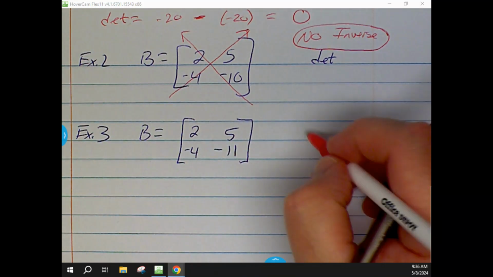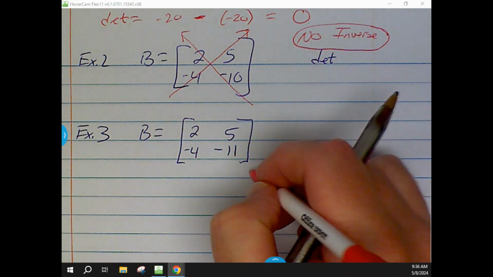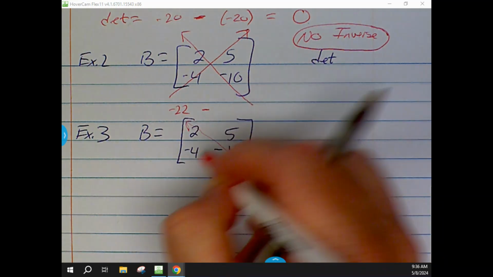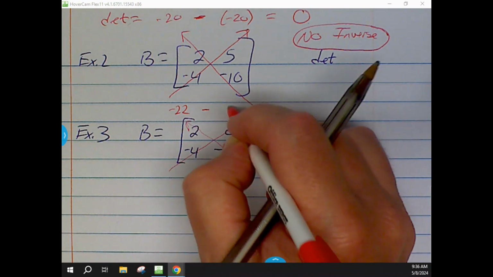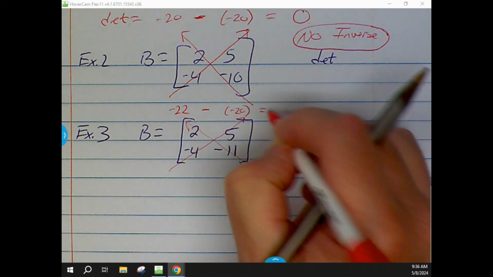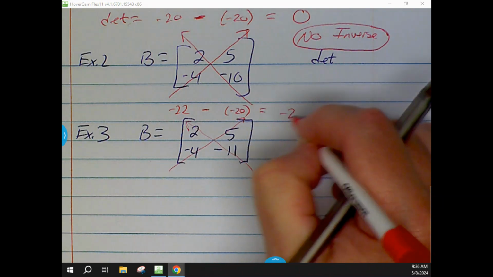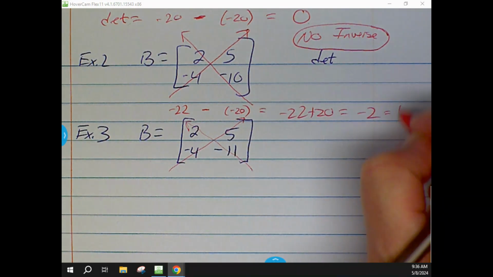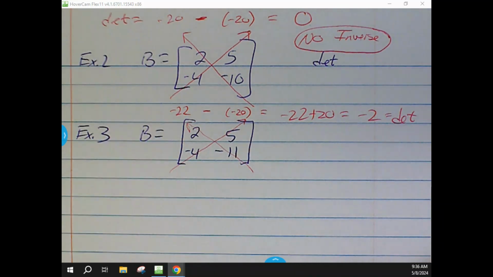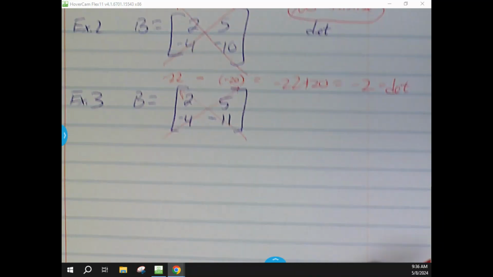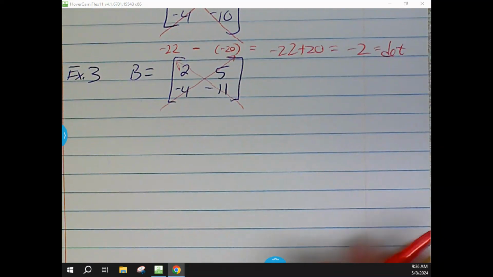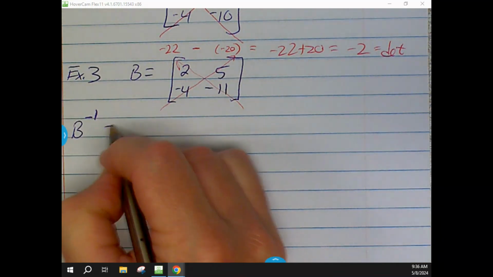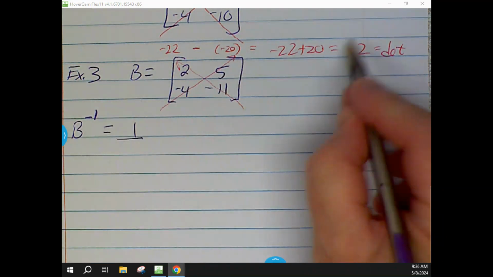Okay, so if we do our determinant over here, we've got 2 times negative 11, negative 22, minus negative 4 times 5 is negative 20. That's negative 22 plus 20, so that would be negative 2 for the determinant. Okay, and again, to get the inverse of B, we're going to take 1 over this number.